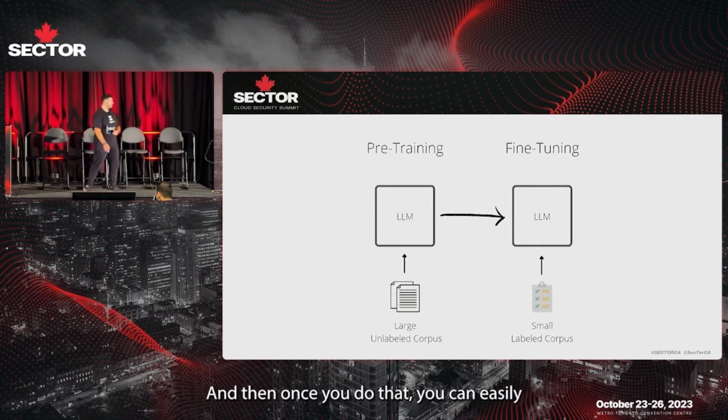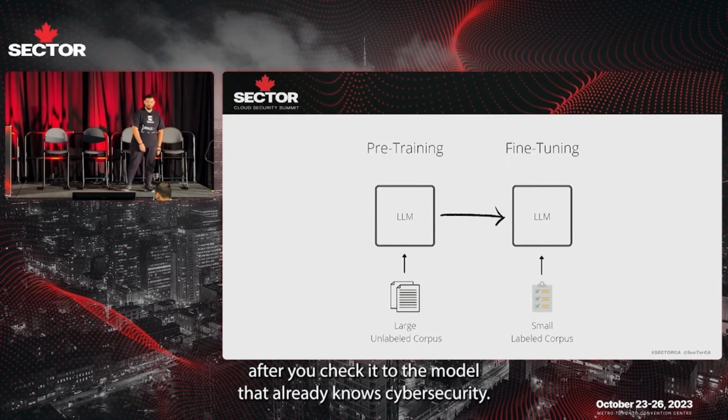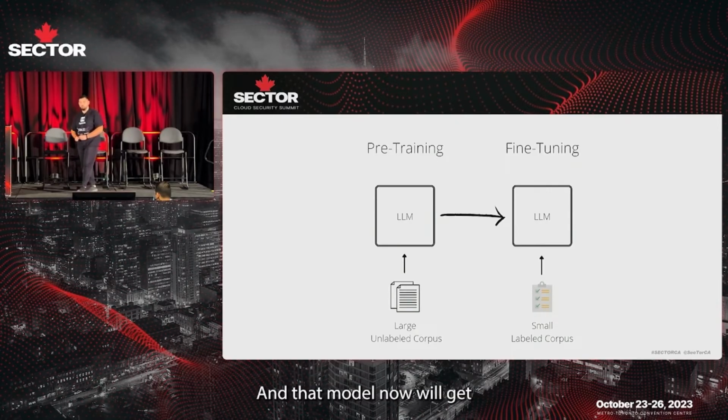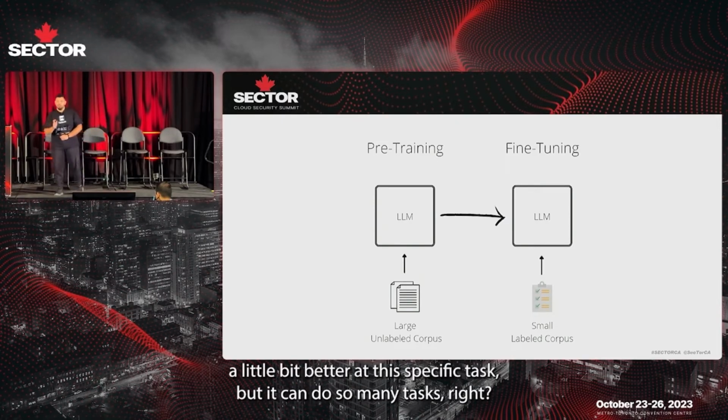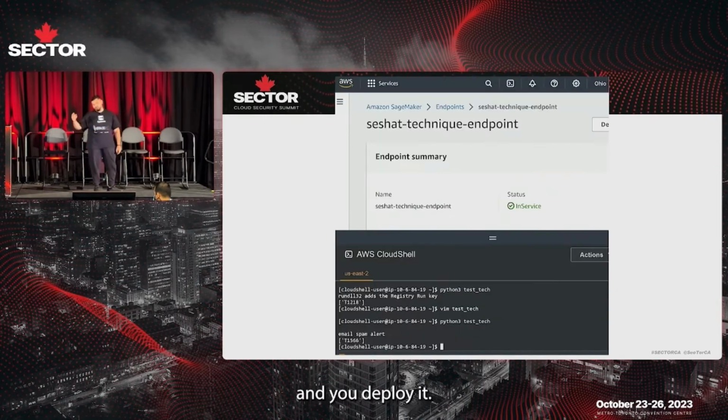And then once you do that, you can easily pass that data set, whenever it's good enough and consistent enough, after you check it, to the model that already knows cybersecurity. That model now will get a little bit better at this specific task. But it can do so many tasks, right? But this specific task, it got a little bit better at, and you deploy it.